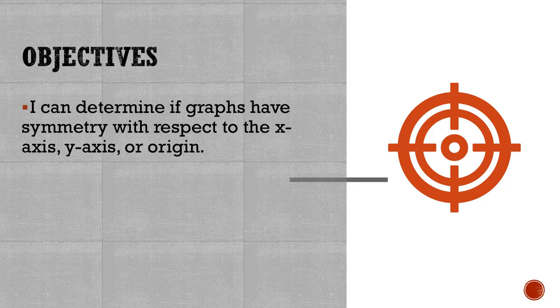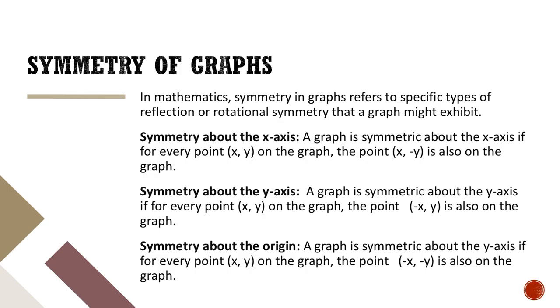Our main objective today is determining if a graph has symmetry with respect to the x-axis, the y-axis, or the origin. So, the types of symmetry. Symmetry is a geometric property that you've already done: line reflection, or line symmetry, which is reflection symmetry, and rotational symmetry, which is just rotating it around a fixed point.